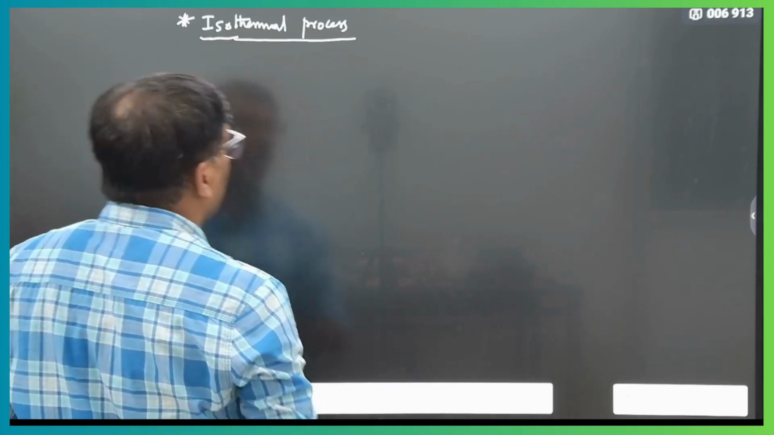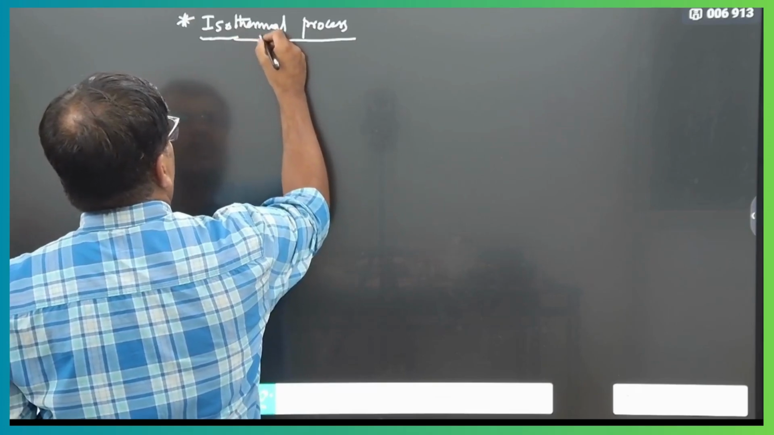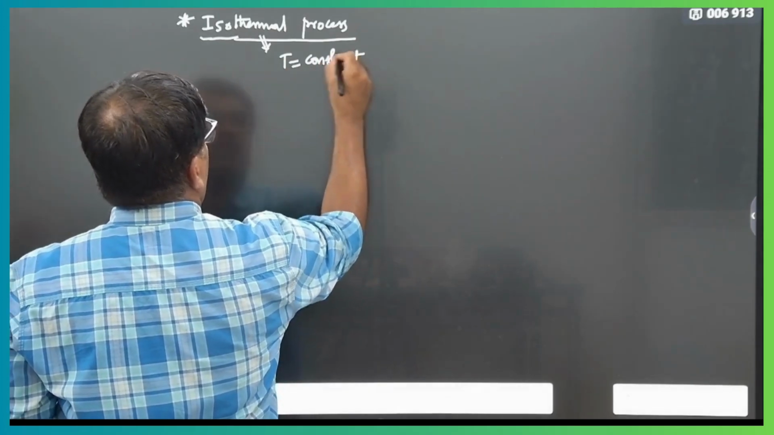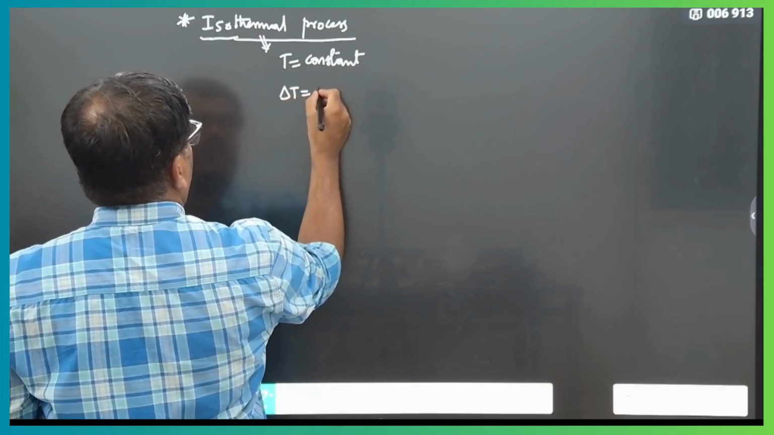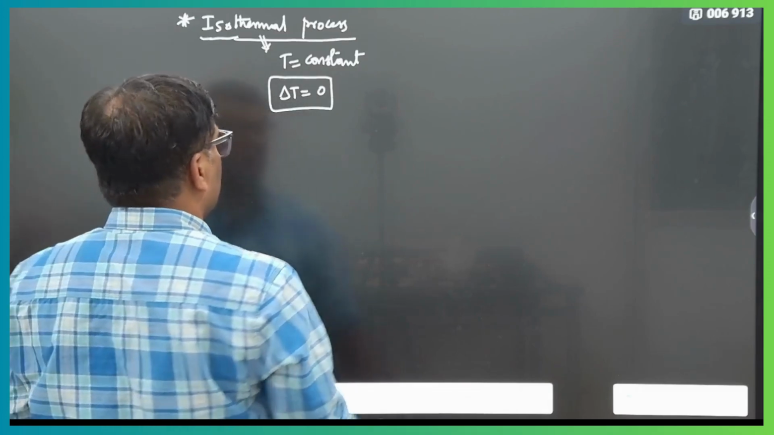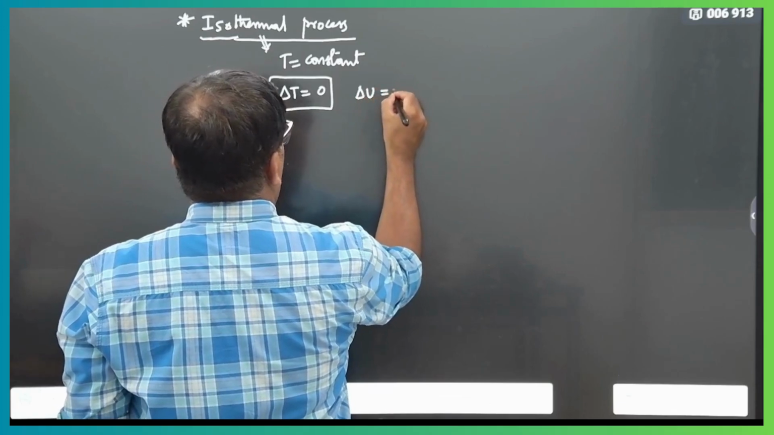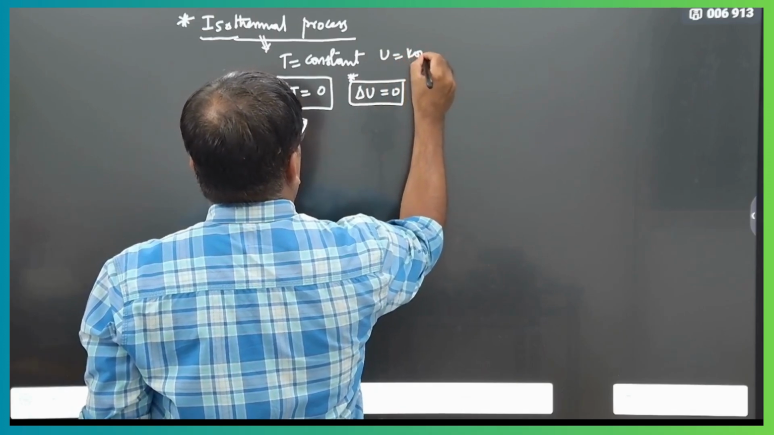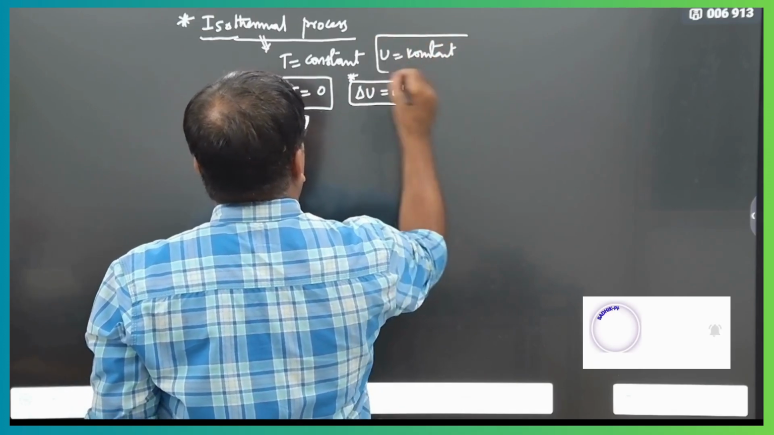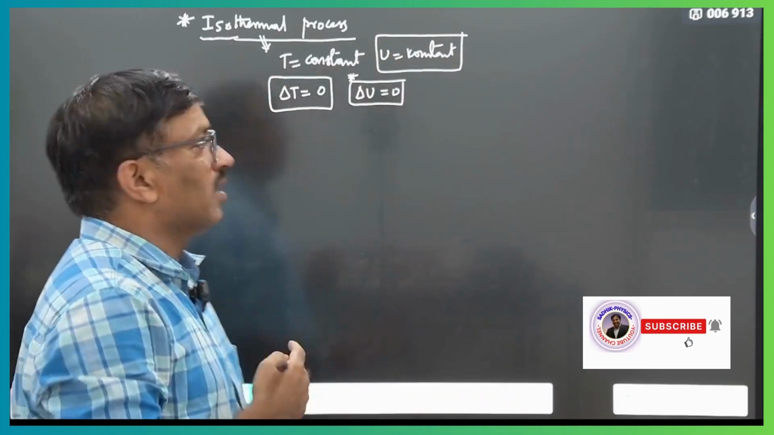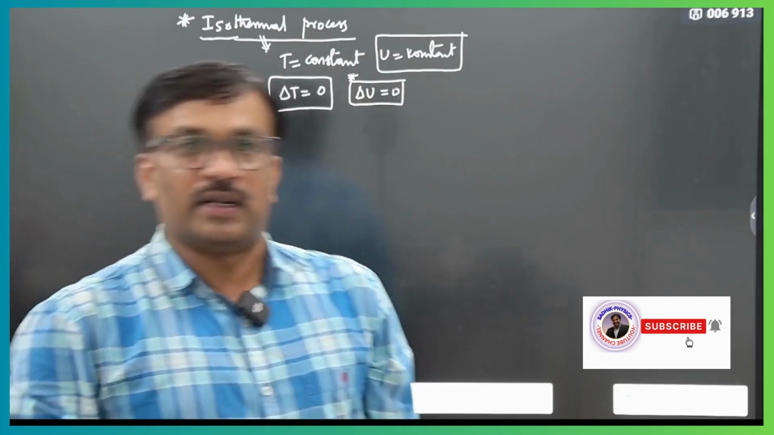A very important process. So isothermal means what? Iso means same, thermal means temperature. Therefore throughout this process temperature is going to be constant. So delta T will be equal to 0. Change in temperature will be 0. If change in temperature is 0, what happens to the internal energy? Change in internal energy also will be 0. Internal energy is constant, but change in internal energy will be 0. That means temperature should neither rise nor decrease.